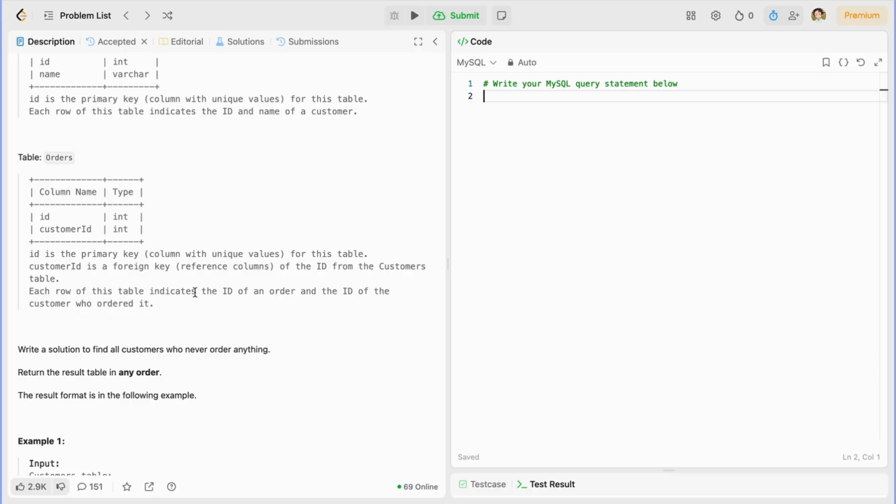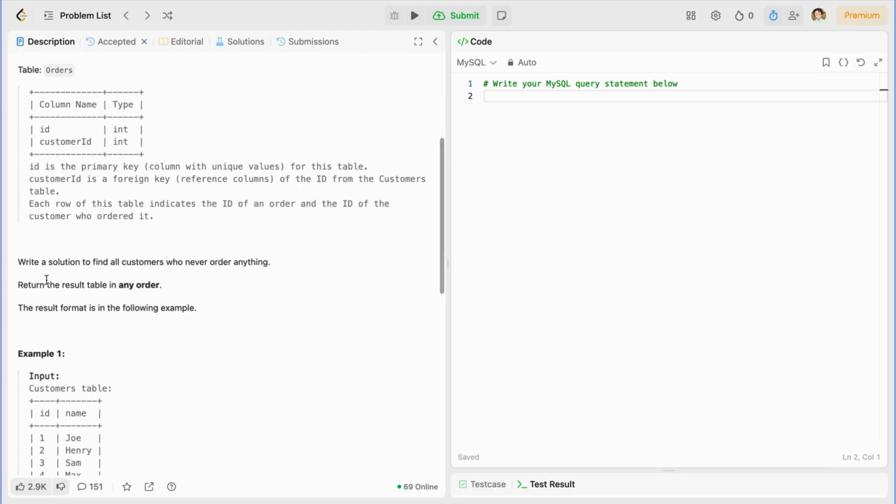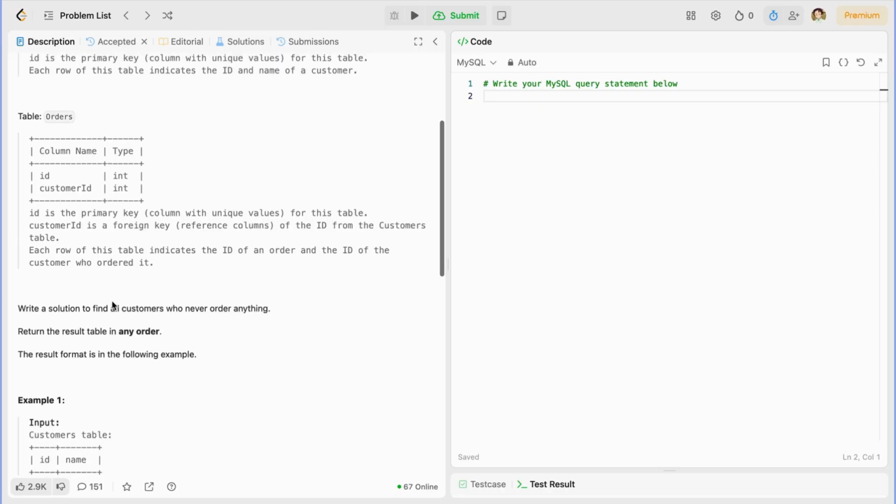So each row of this table indicates the ID of an order and the ID of the customer who ordered it. What we need to find is, write a solution to find all the customers who never ordered anything. Return the result table in any order. So what are they telling us?